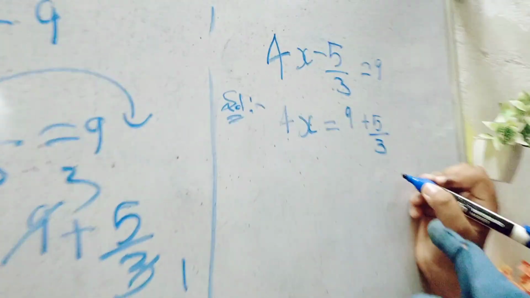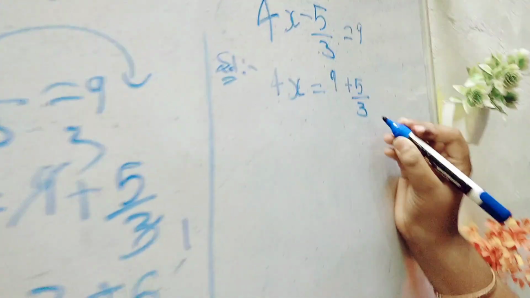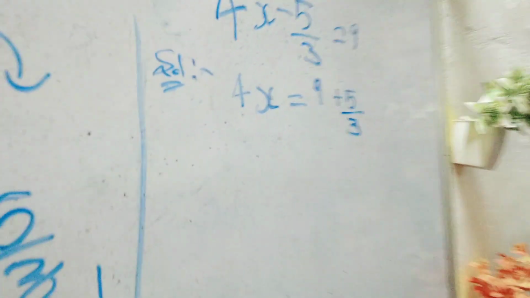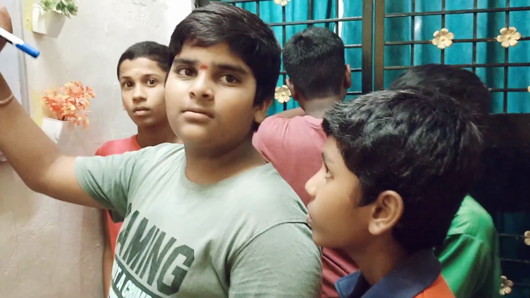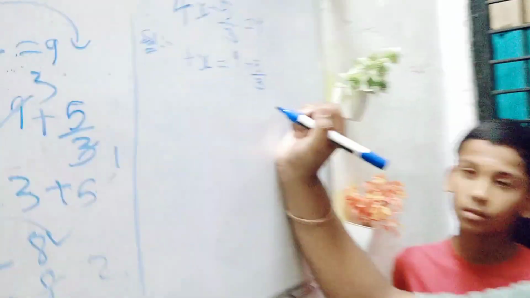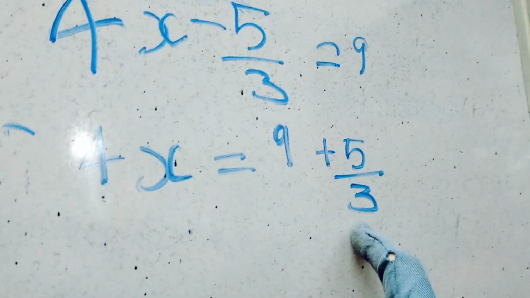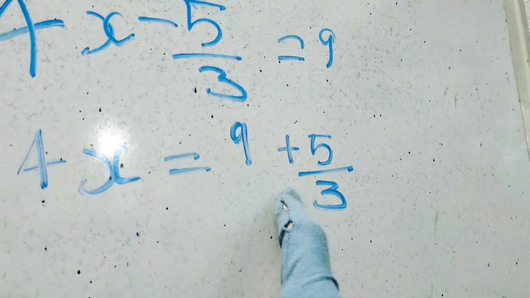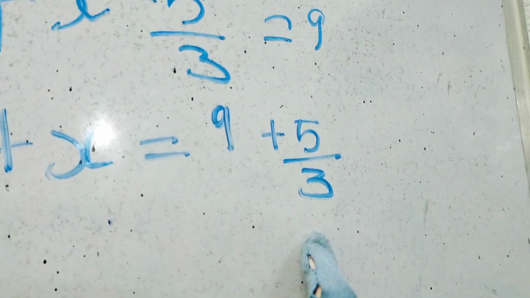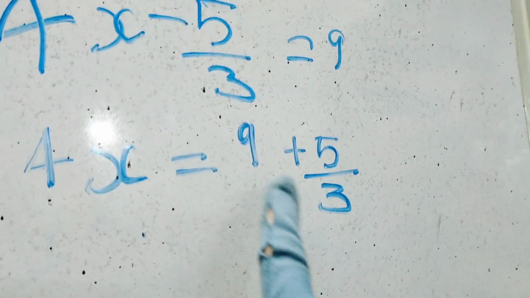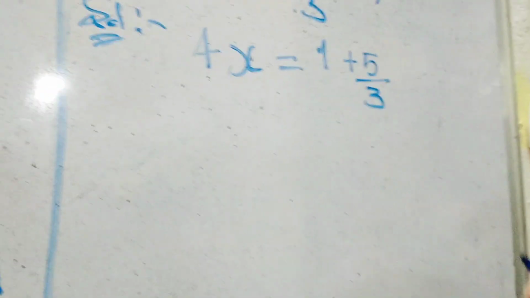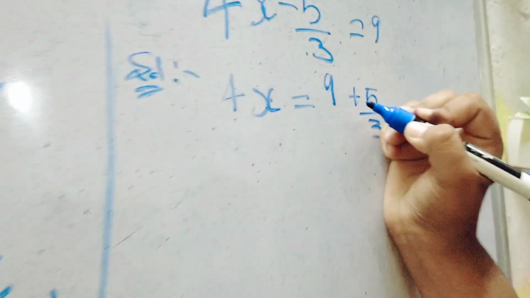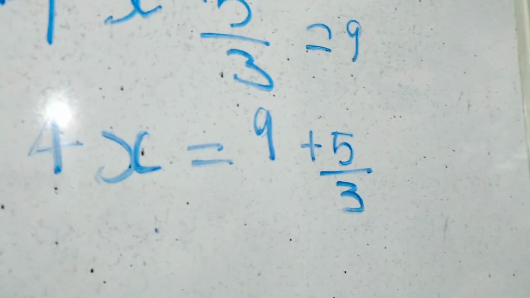So now you have to solve this first. How will you solve this? This is a whole number and this is a fraction. Can you add a whole number and a fraction? No, we cannot do that. It is not multiplication in the center, it's addition. So you cannot add a whole number and a fraction like this. You have to convert this whole number into a fraction first. Write 9 properly.